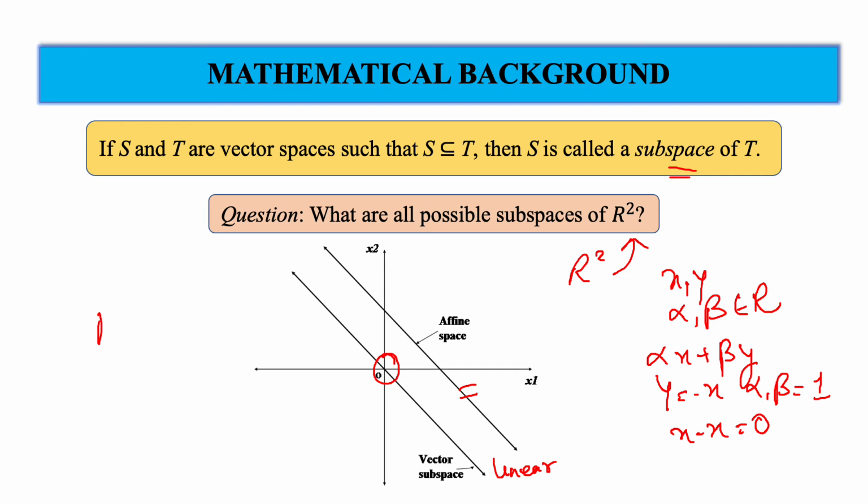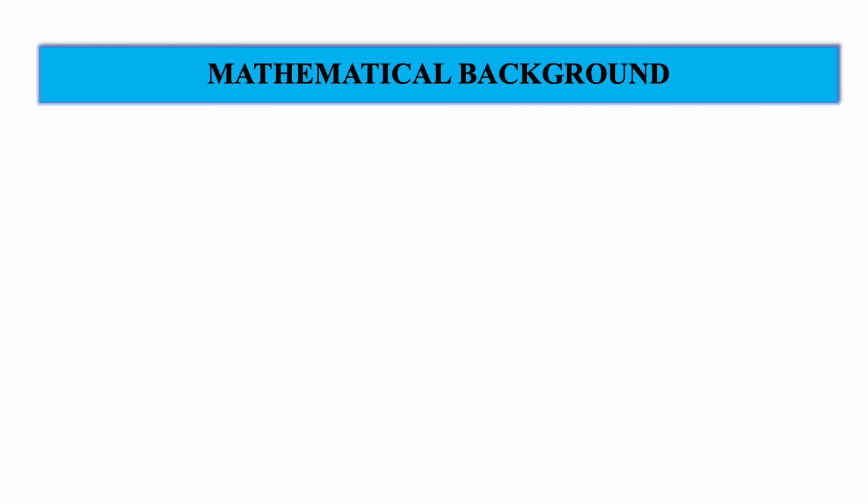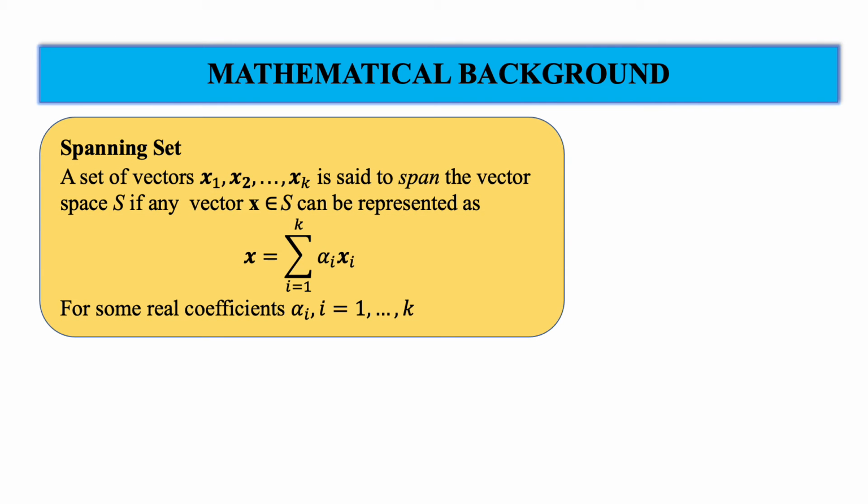Now in R3, if you want to write down the possible subspaces, again R3 itself is a subspace. Then you have the origin, a set of lines passing through the origin, and a set of planes passing through the origin. These all form subspaces of R3. Now each subspace is spanned by a set of vectors.